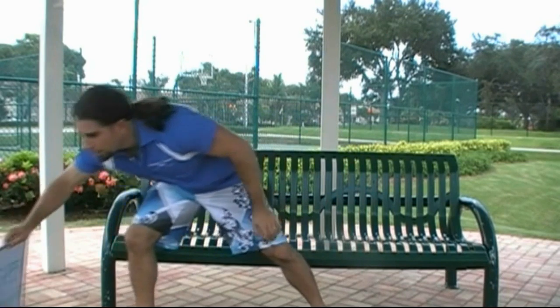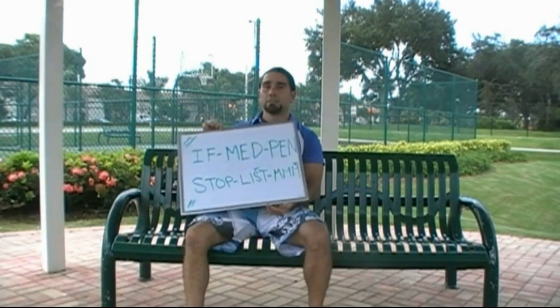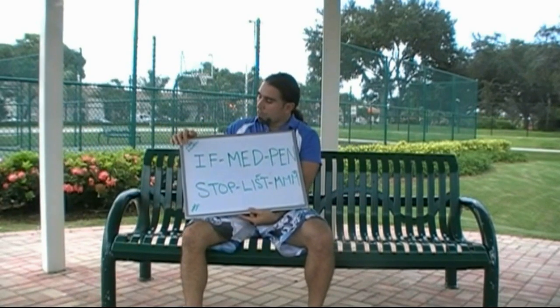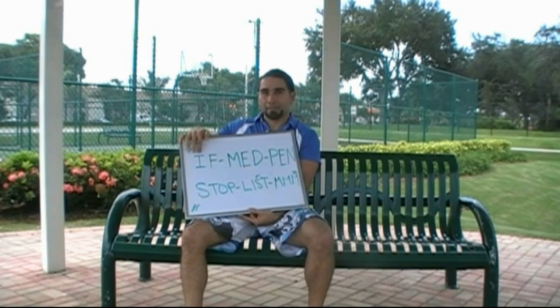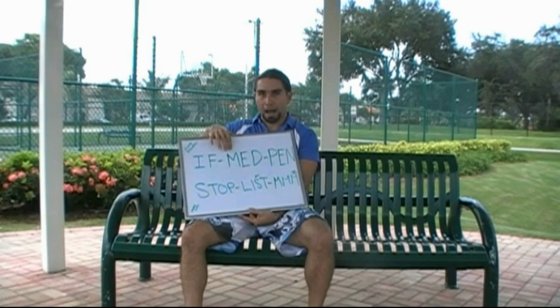Now, what does it tell us concerning muscle activation? I've got a board right here, and I made some acronyms up. So, what does electromyography tell us in terms of muscle activation? IFMED PEN. I stands for intensity of the motor units of activation, muscle activation. F stands for fatigue. M is muscle activation patterns. E is the endurance of the muscle. D is the duration of the muscle activation.